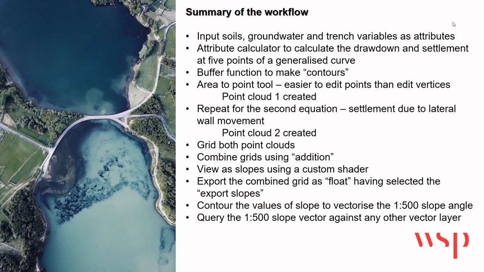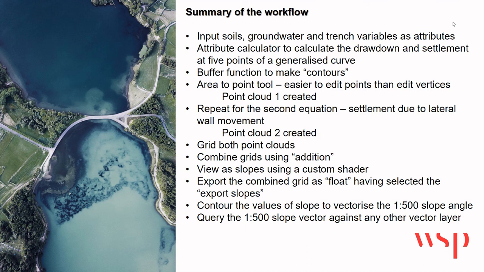Then we use the buffer function to make contours of our drawdown at those 5 points along that curve. We use the area to point tool to create a point cloud, because a point cloud was easier to tidy up than to tidy up vertices. We repeated it for the second equation, and I rather skipped over that one, but it was essentially a repeat of the first operation. That gave us a point cloud of our settlement due to lateral wall movement.